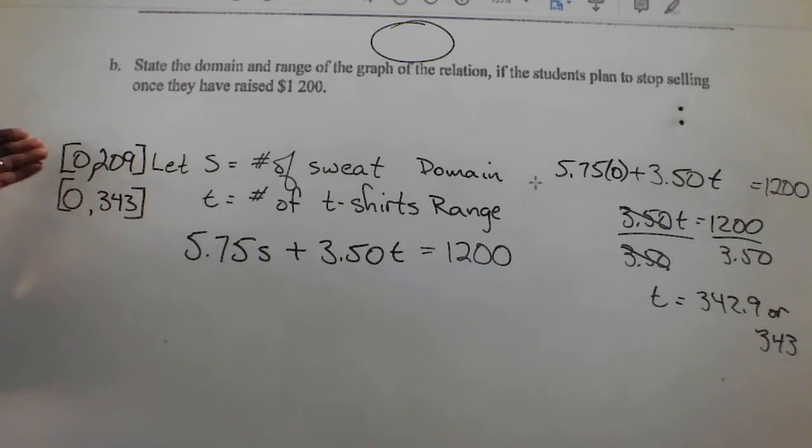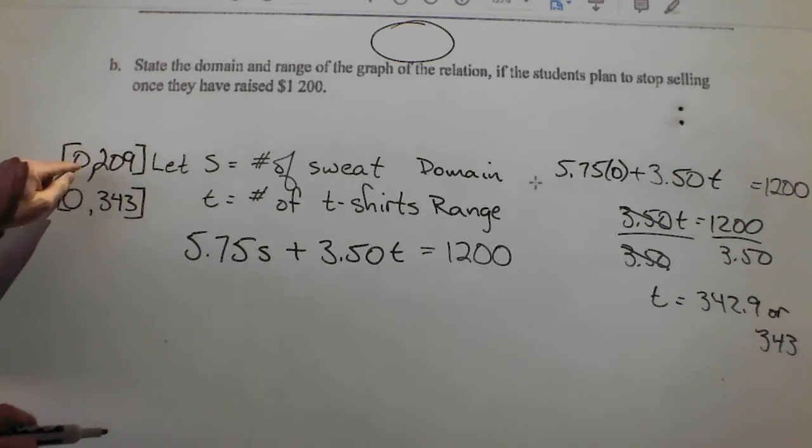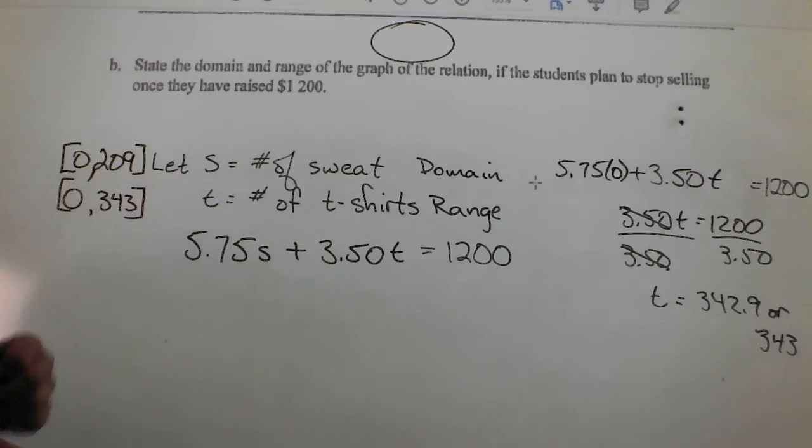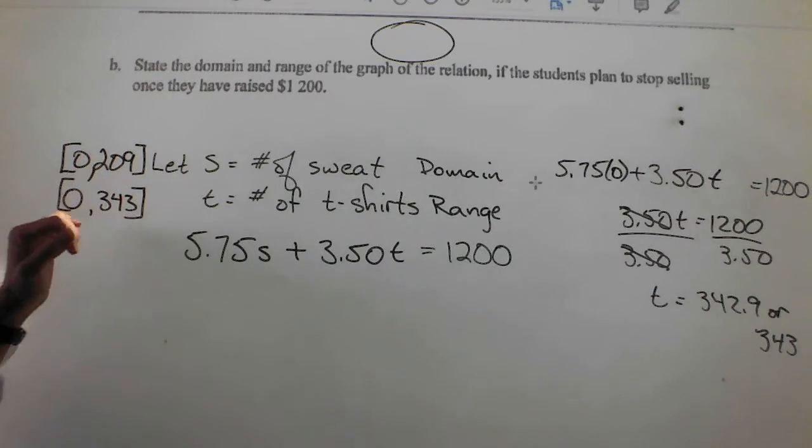Okay, so there's our domain. Sweatshirts would go from a minimum of 0 to a maximum of 209. T-shirts would go from a minimum of 0 to a maximum of 343. Okay.